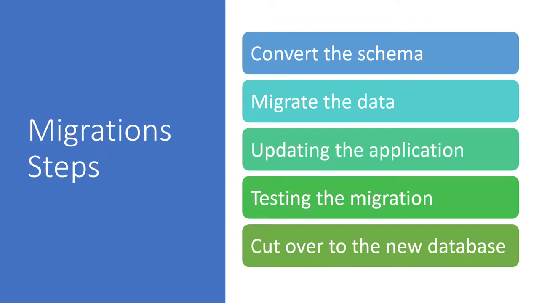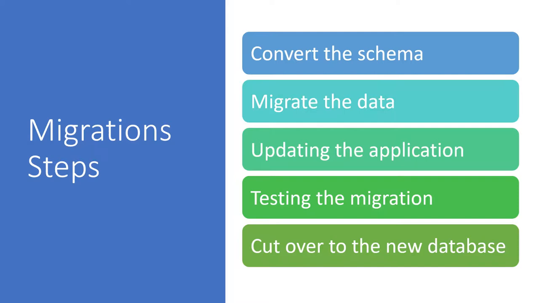These are the migration steps. You have to convert the schema in case you are doing the heterogeneous migration. For example, when you are going to a different engine, let's say Oracle to PostgreSQL, you need to convert the schema. Then there is something called the Schema Conversion Tool, SCT, that you have to use. You have to migrate the data, because the schema will be changed but the data will be migrated.